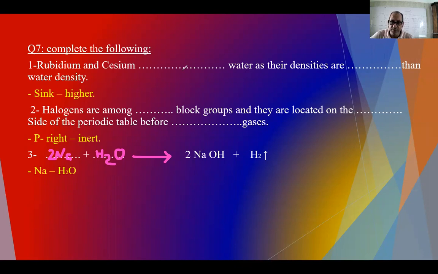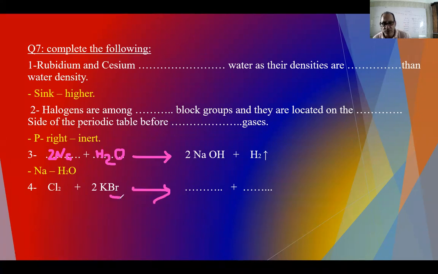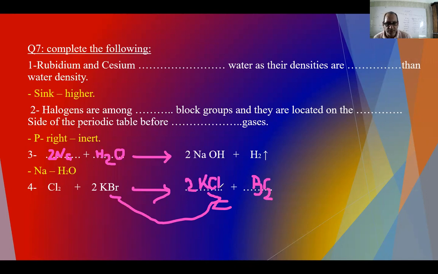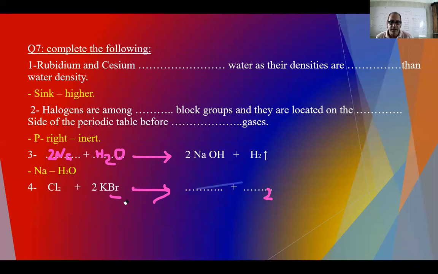Another one. Here, Cl2 plus 2KBr. Cl can replace the Br, so we need to put the Cl first, and the Br must be Br2, and 2KCl is the result. Okay, so there is the answer for these questions.